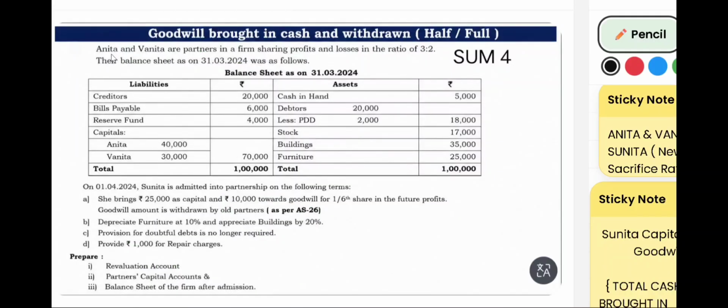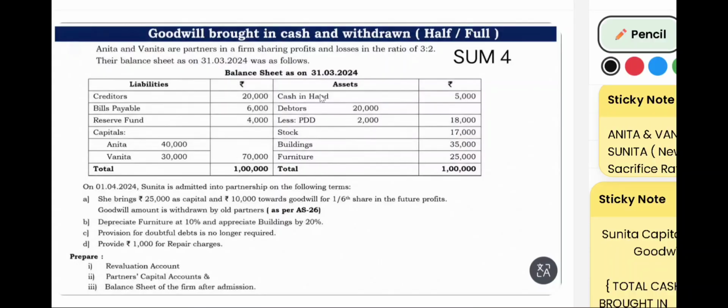The question given here is: Anita and Vanita are partners in a firm sharing profits and losses in the ratio of 3:2. Their balance sheet as on 31st March 2024 was as follows. This is the balance sheet given here. Now we'll see the liabilities. On the liabilities side, creditors is 20,000, bills payable is rupees 6,000, reserve fund is rupees 4,000, and capitals of Anita is 40,000 and Vanita is 30,000. So the total capital of the old firm is rupees 70,000.